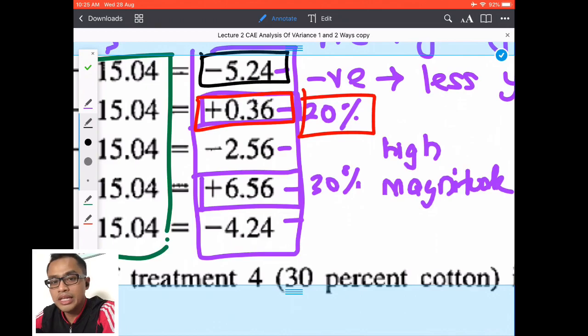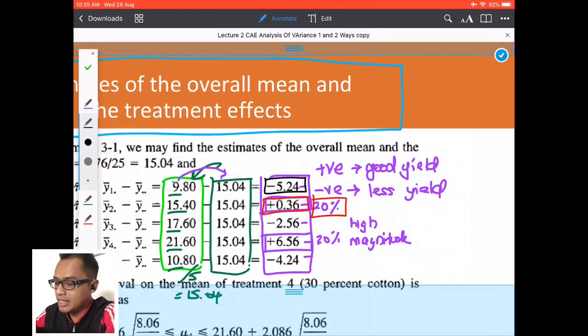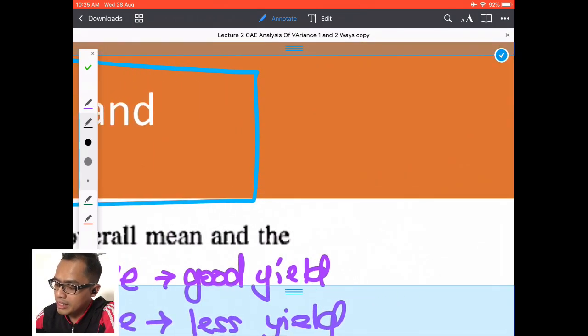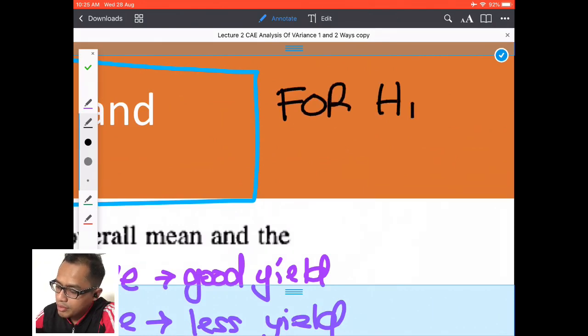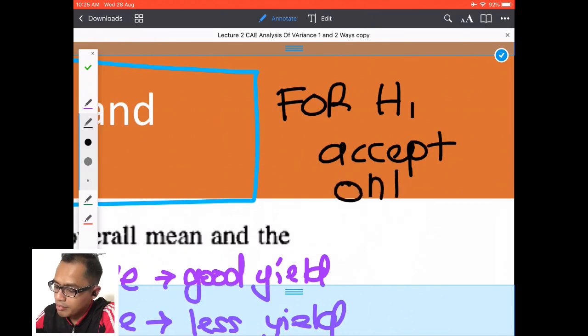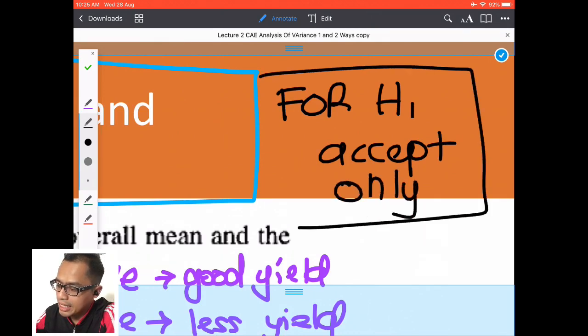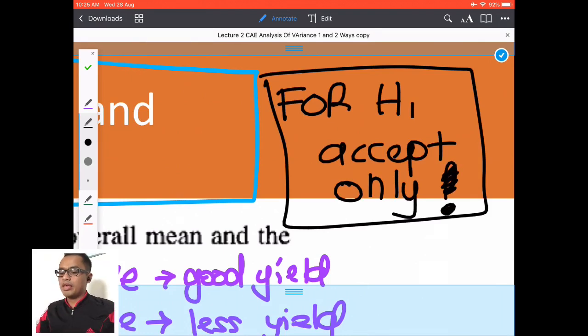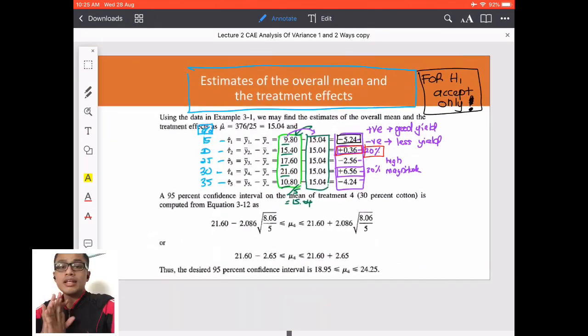Okay, this is only if H1. Okay, done. That is for ANOVA 1-way. Any questions? Which one is the best?